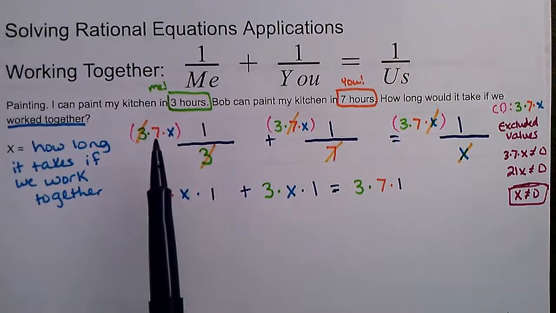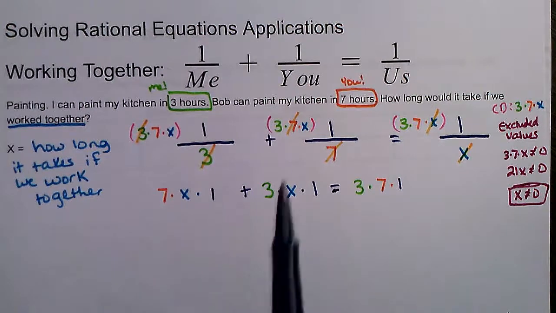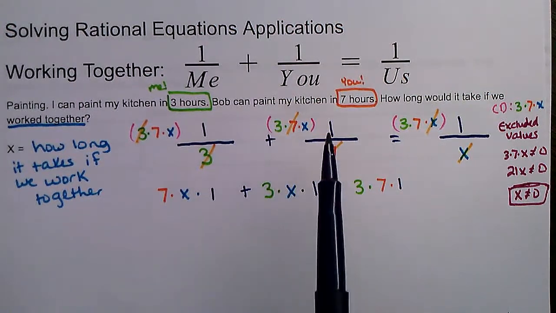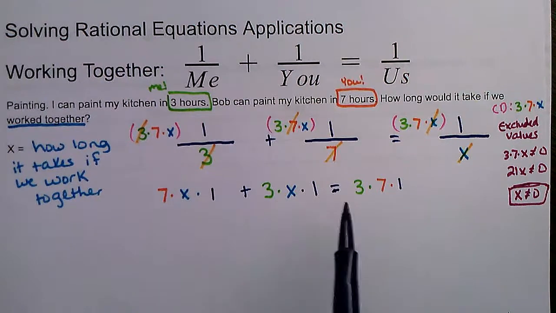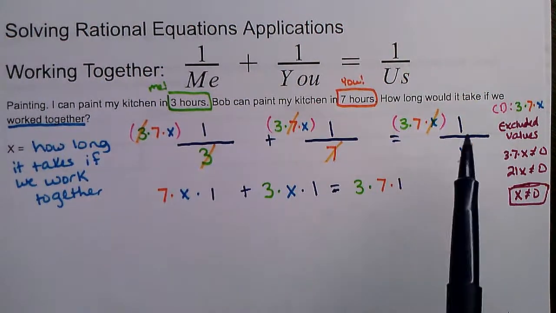So now let's write what we have left. From this first fraction, I have a 7 and an x and a 1. So that's where that came from. Then I brought down the plus sign. From this fraction, I had a 3 and an x and a 1 because the 7 got canceled. And then I brought down my equal sign. And after the equal sign, I had a 3 and a 7 and a 1.